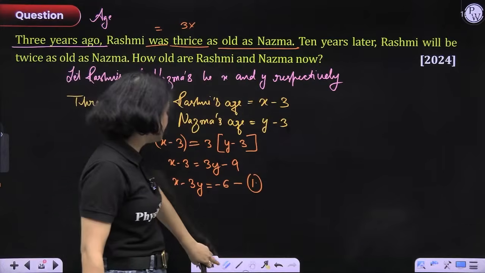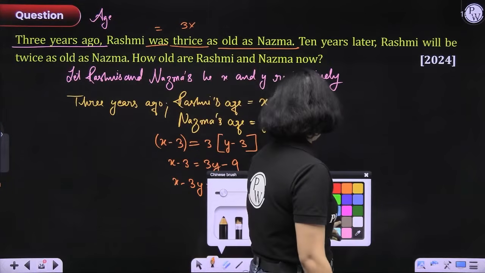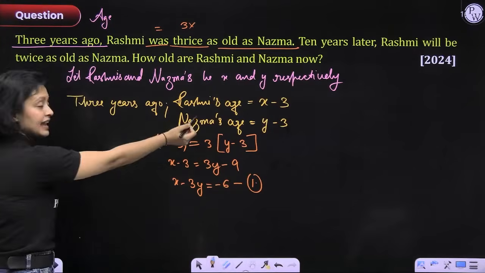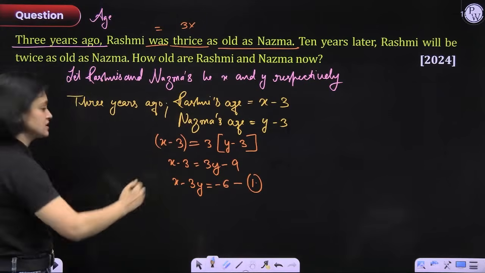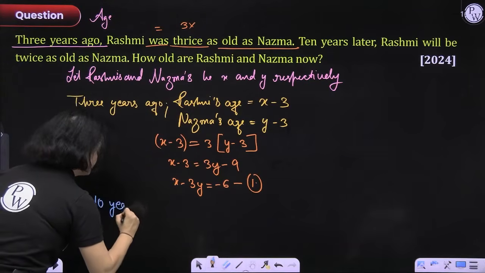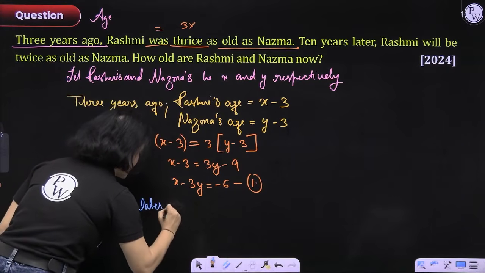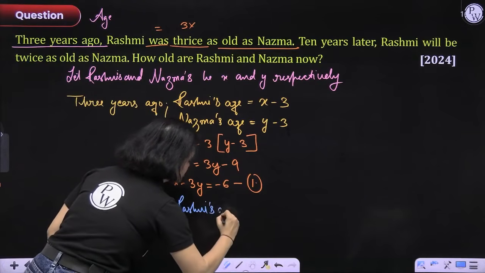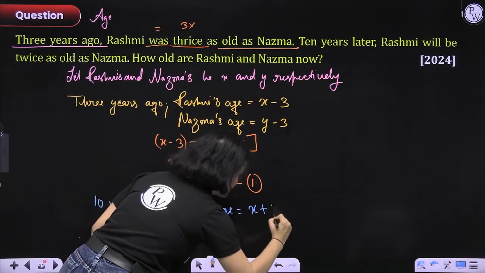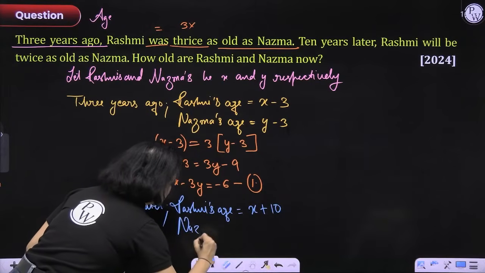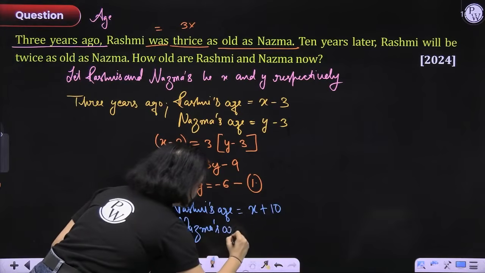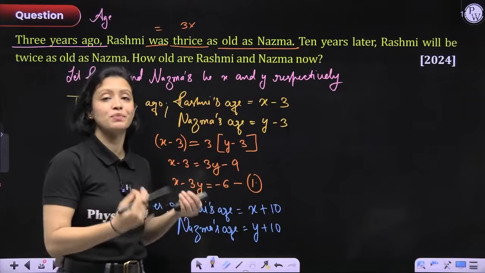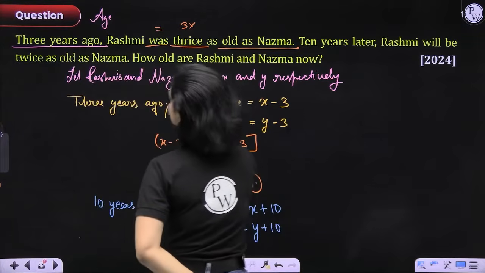Now they are talking about 10 years later. So again, just like we wrote the ages for 3 years ago, we'll write the ages for 10 years later, right? Later means ahead, right? So Rashmi's age would be what, everyone? Rashmi's age would be present age plus 10. Nazma's age would be what, everyone? Present age plus 10. Whenever you're writing the age for the future, you just add to the present age. Okay, x plus 10. Now let's see the relationship that is given.